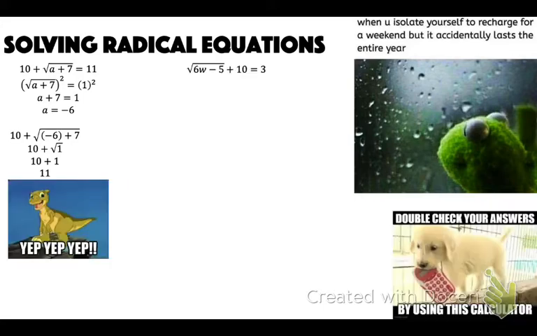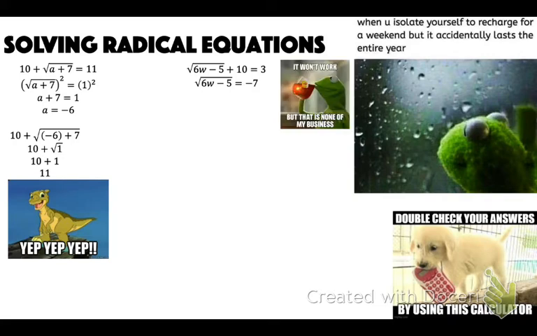Yep. Okay, this one. So the square root of 6w minus 5 plus 10 equals 3. So I'm going to subtract that 10 over, and I get the square root of 6w minus 5 equals negative 7. Now, I can tell you right now that this is not going to work, because you cannot get a negative number out of a square root. But let's just keep going as if it would work, okay? So we're going to square both sides, and you get 6w minus 5 equals 49. Add the 5 over, you get 6w equals 54, so w equals 9.